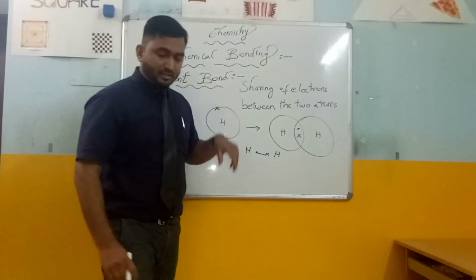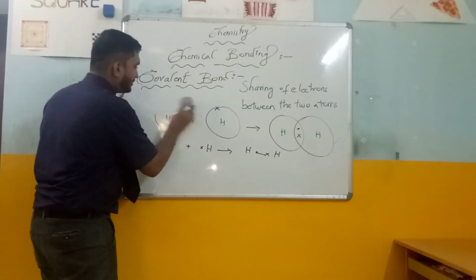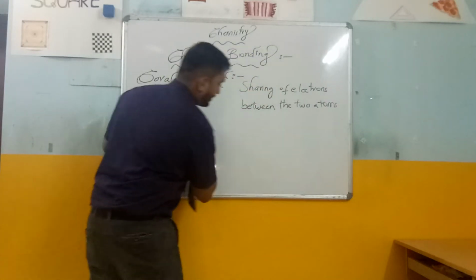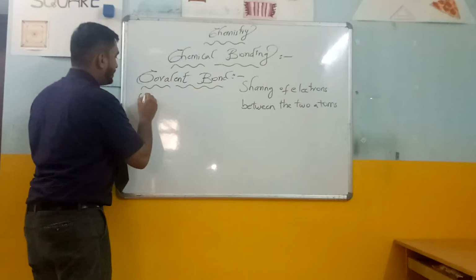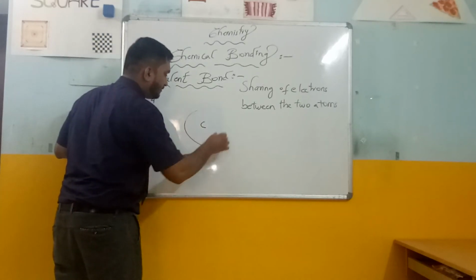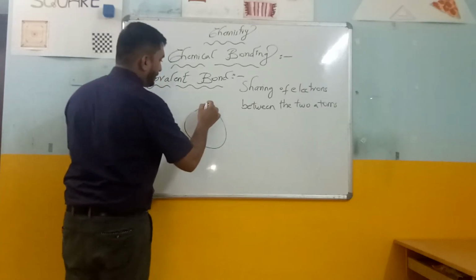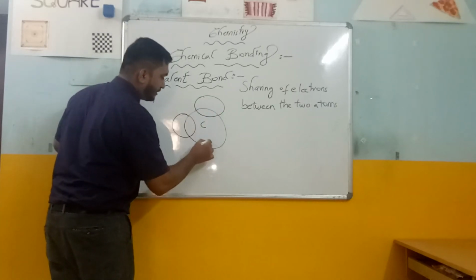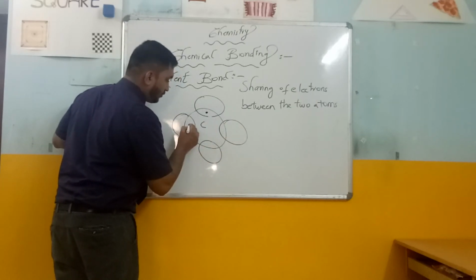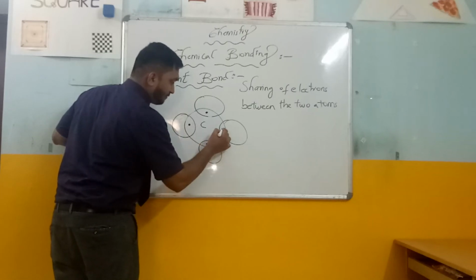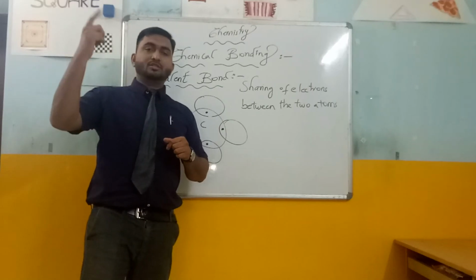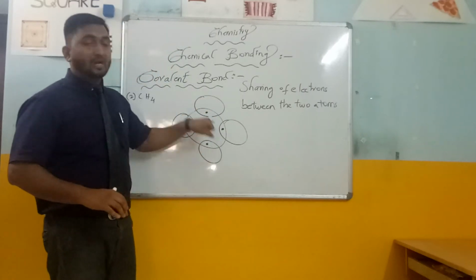Now let us take another example. Instead of hydrogen, take a methane molecule, that is CH4. Example 2, CH4 molecule. Here carbon is at the center, and four hydrogens are combining with it. Carbon has tetravalency: 4 electrons in the outermost shell. The 4 electrons I have represented with a dot.